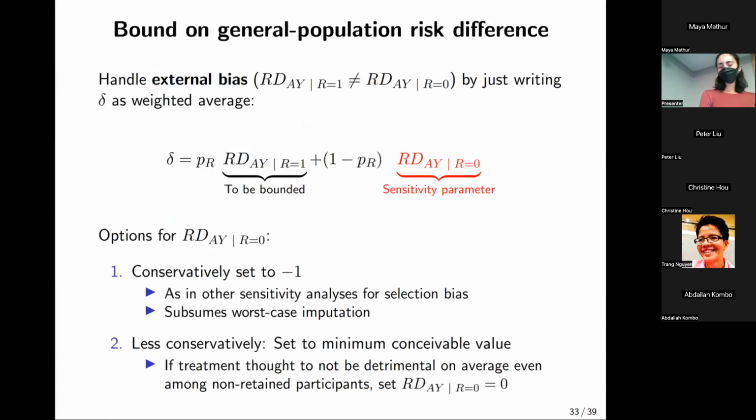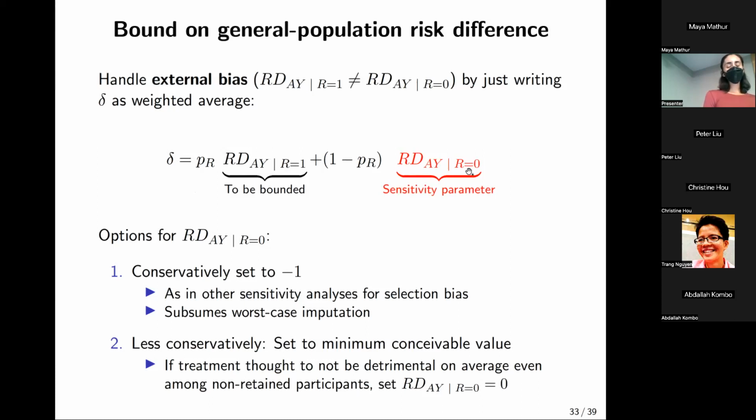Okay, so we already talked about internal and external bias. So basically the idea is super simple. If we're working with an ATE on the difference scale, then we can just decompose the general population ATE into a component from the R equals 1 group and another component from the R equals 0 group. Okay, it's just a weighted average.